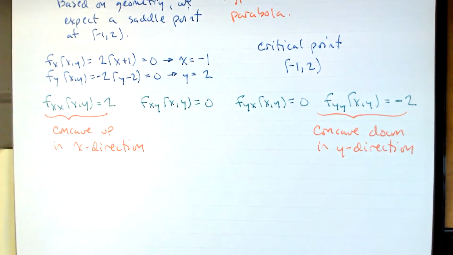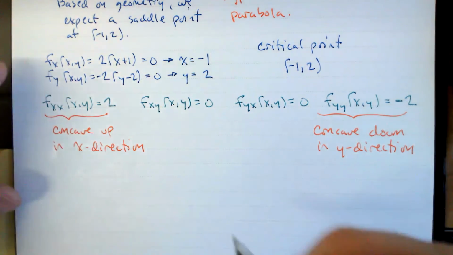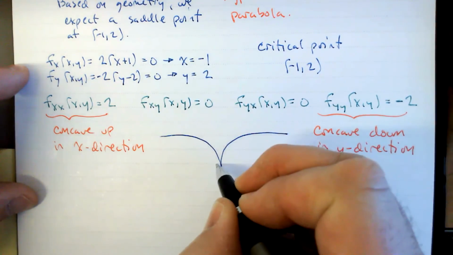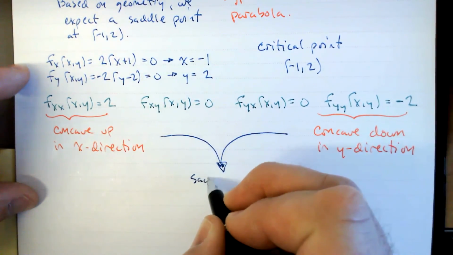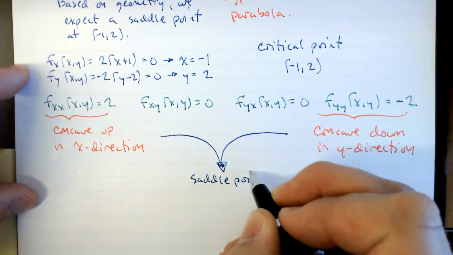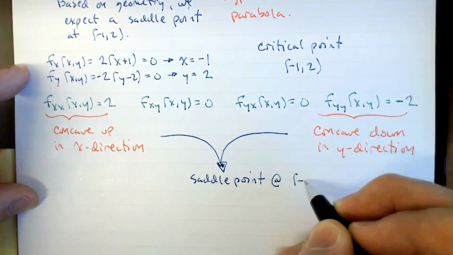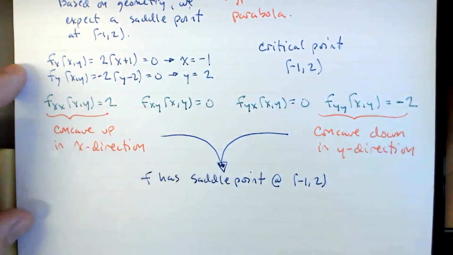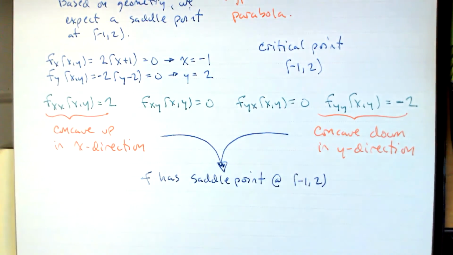That's suggesting that the surface is concave down in the y direction. Concave up in one direction, concave down in the other will suggest a saddle point. That's going to suggest that F has a saddle point at -1, 2.